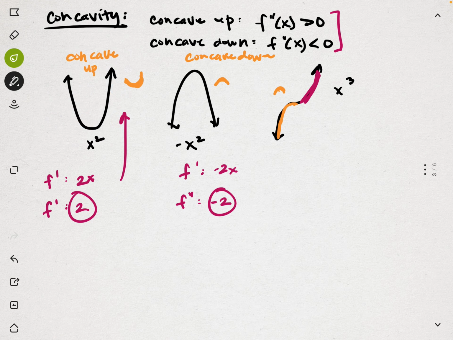Now the last one, x cubed. So first derivative is going to be 3x squared. Second derivative is going to be 6x. So notice that this is going to be concave down, right? If I put a negative in here, then it's always going to be negative. 6 times any negative number is going to be negative. So for all negative x's, it's going to be concave down. But if I put a positive in there, anything positive is going to make it concave up, because our second derivative will be 6 times a positive number, which is positive.